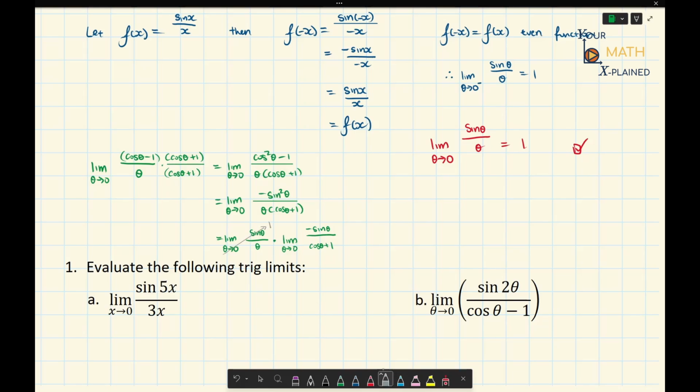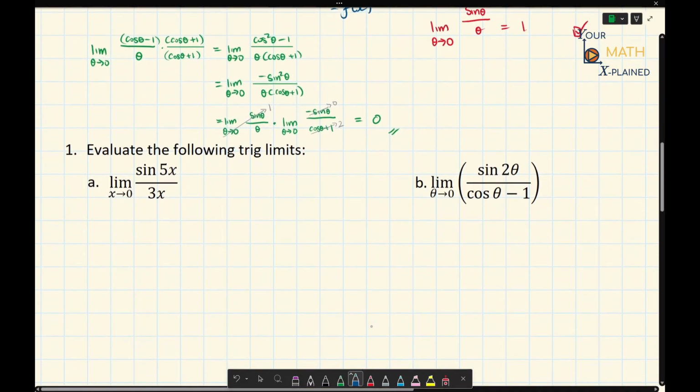And then as for the second one, we can go ahead and substitute that in because we're no longer dividing by 0. So by doing a direct substitution, we get the top is 0, and then the bottom is equal to 2. So we get 0 over 2, which is 0. So now we have 1 times 0, so therefore this is equal to 0.